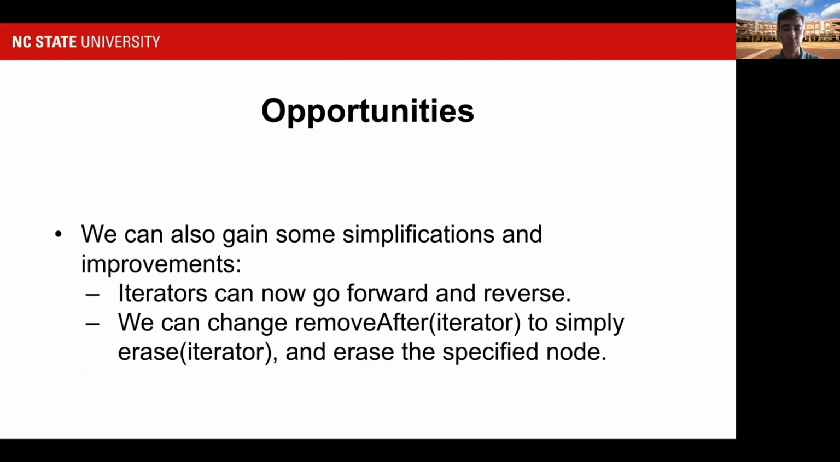Another advantage is that we can get rid of our remove after function and replace it with just an erase function. And so we can pass erase an iterator, and using that single iterator, we can erase the specified node and delete it or remove it from the list. The reason that's possible now is because since we have both a previous and a next pointer, from any given node in the list, we can look and find the things to both sides of it and then fix them up to eliminate the node in the middle. And so we have some nice simplifications in how we use a doubly linked list over a singly linked list.